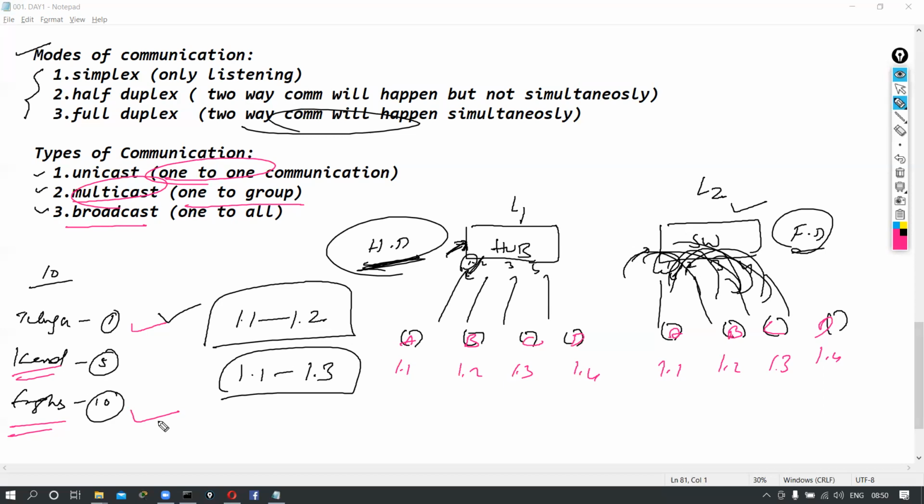One to all. One to one is called what? Unicast. One to group is called what? Multicast. One to all is called what? Broadcast. That you need to understand.